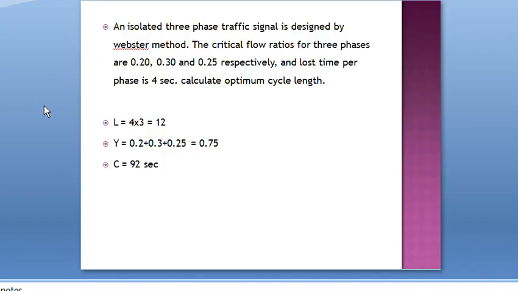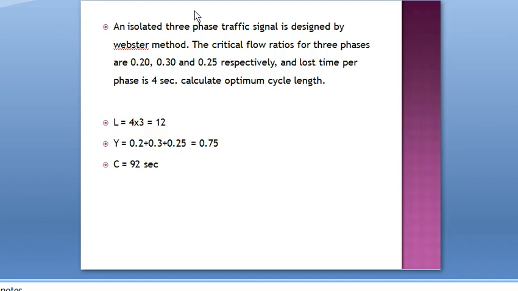Next problem. An isolated three-phase traffic signal is designed by the Webster method. The critical flow ratios for the three phases are 0.20, 0.30 and 0.25 respectively, and the loss time per phase is 4 seconds. Calculate the optimum cycle length. Here the number of phases is 3. Here we have to calculate the optimum cycle length only. This is one of the simplest problems. This problem may ask for some 6 marks. Okay, this is not a design problem.